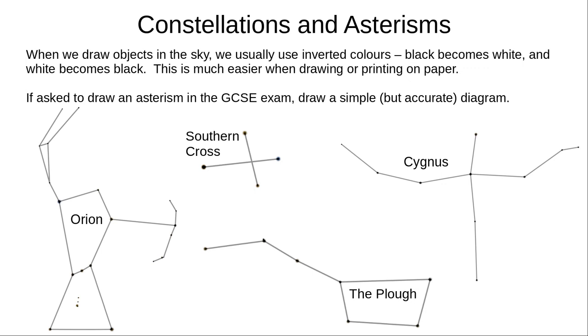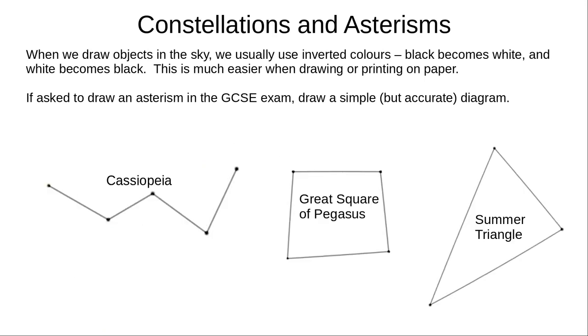When we draw asterisms, it's much easier to draw and print using inverted colours. The black of the sky becomes the white of the paper, and the bright stars become dark pencil or ink. If you're asked to draw an asterism in the GCSE exam, draw a simple but accurate diagram. Practice drawing these 7 asterisms until you can sketch them from memory. There is a summary screen with all 7 at the end of the video and on the linked Google presentation.